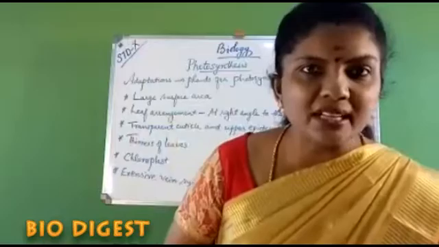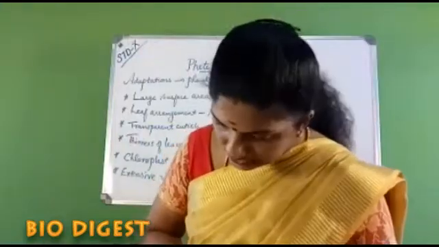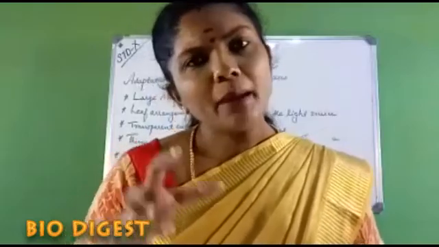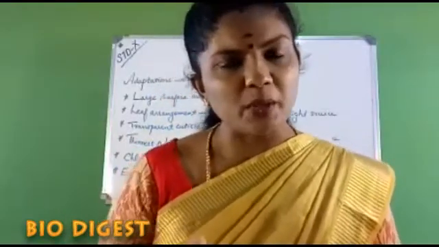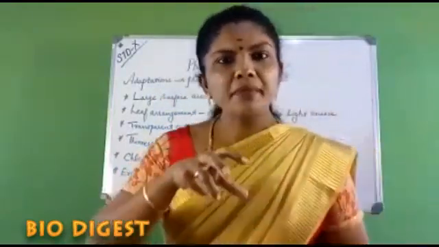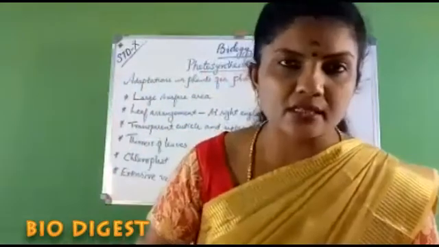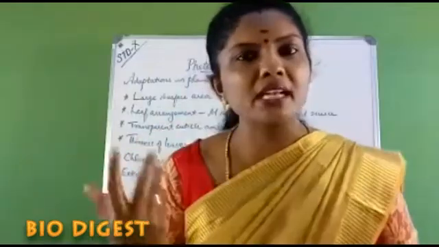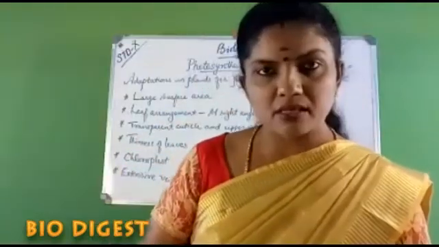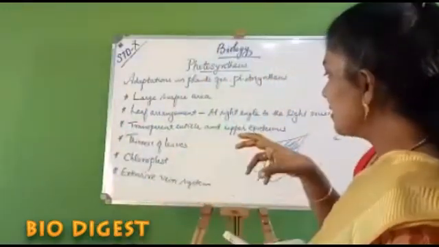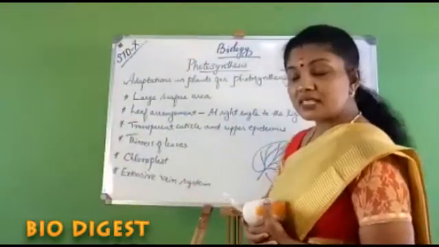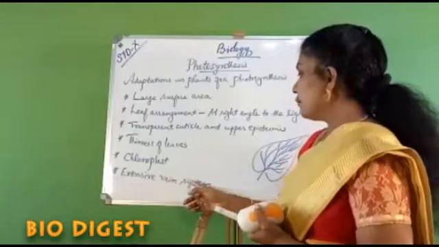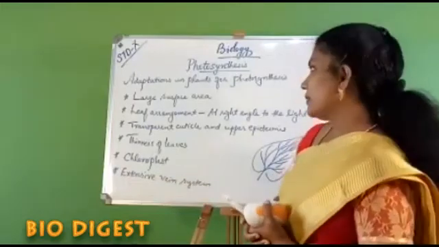Mainly, which is the material that is needed for carrying out photosynthesis? It's actually water. So rapid transport of materials will be taking place from the leaves to the mesophyll cells. So for the rapid transportation of materials, what is actually needed? Extensive vein system is required.